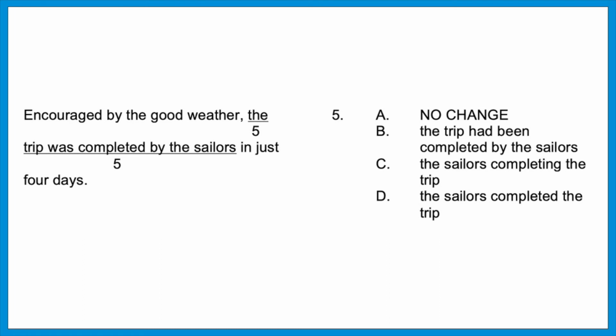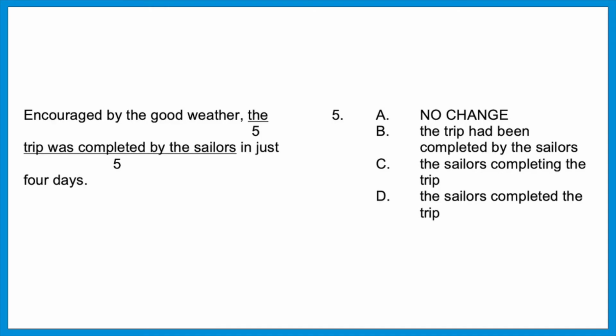Let's try it on a question. Encouraged by the good weather, the trip was completed by the sailors in just 4 days. Press pause, give it a shot. So what noun was encouraged by the good weather? The sailors. That means that the sailors have to come next. We could eliminate A and B. Looking at C, the sailors completing the trip. That doesn't sound right. It's a fragment. The answer is D. The sailors completed the trip in just 4 days. Again, the subject must appear first.